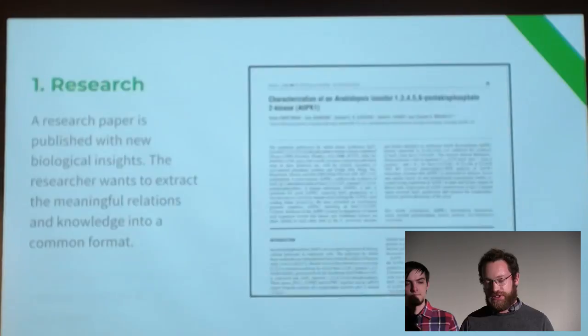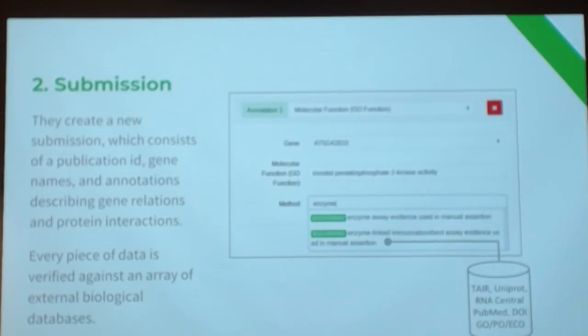So what the researcher would do is go to GOAT, go to the submission, and enter that this gene does this, and here's how we know it. That builds a foundation of knowledge for all these claims. Everything that they type is validated against external databases, so they're not just making things up, effectively. They can suggest new terms as well, which curators can then suggest to the governing bodies.